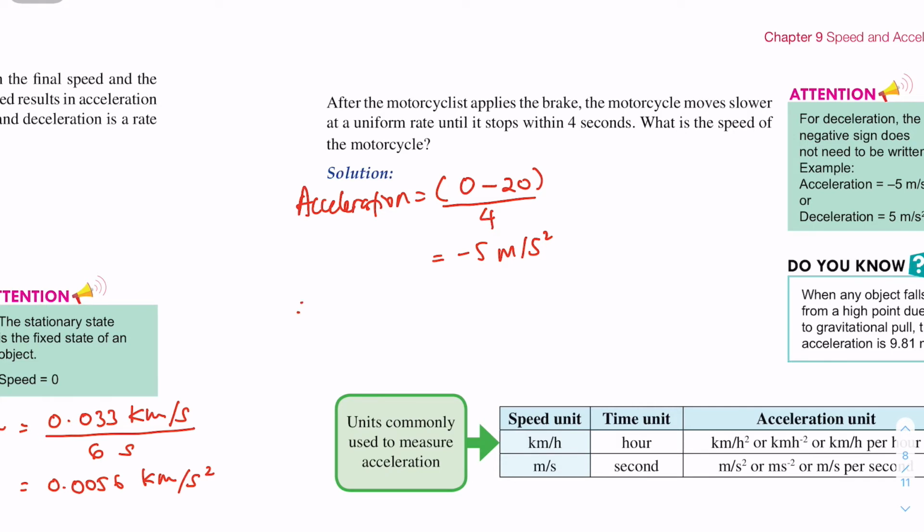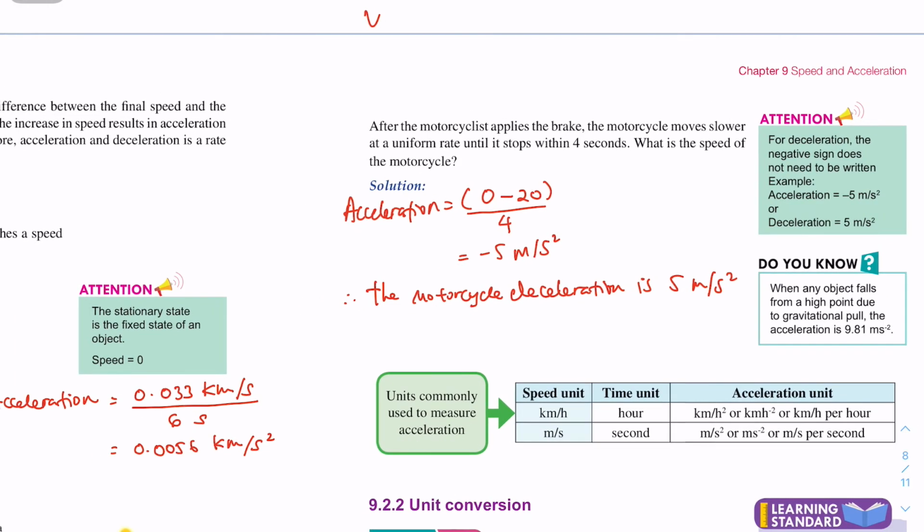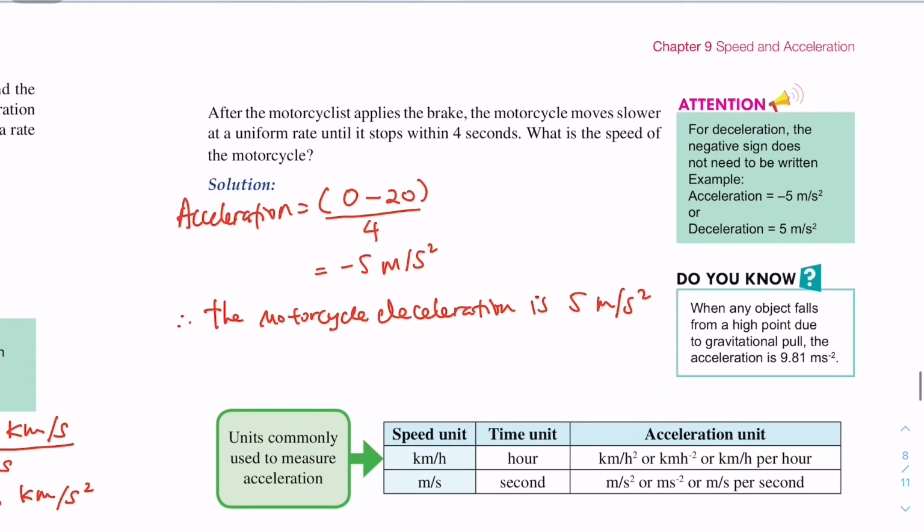So we can say that the motorcycle deceleration is 5 meter per second square. Di sini awak boleh tengoklah attention ni kan. Dia dah cakap di sini, for deceleration the negative sign does not need to be written. Acceleration negative 15 sama juga dengan deceleration equals to 5.